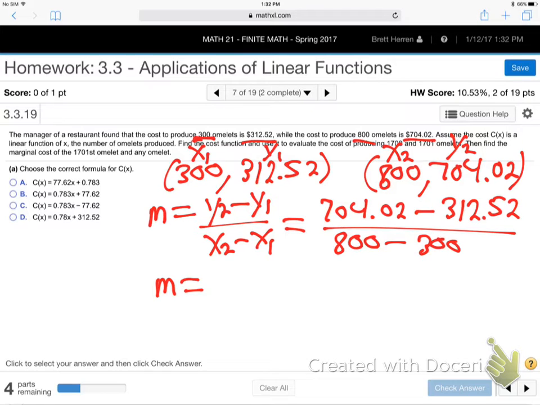Somebody got a number on that? 91.5 over 500. Is that right? Yep. Okay, and then double it. So what's double 39.15? 78.3. So there's our slope.